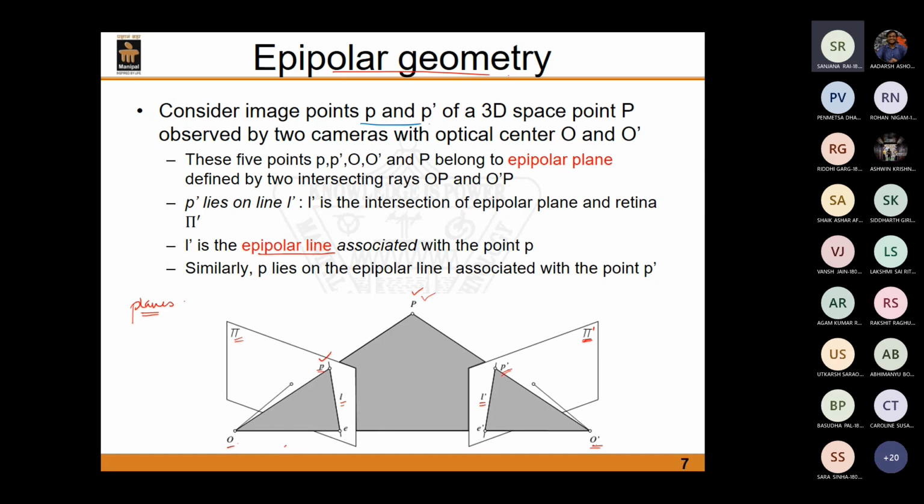Similarly, if you have the point P dash and the capital point P, we can say that this point P, the corresponding point of P dash in the image plane pi, will lie along the epipolar line L. So it goes both ways, right? And this is the basic concept of epipolar geometry.